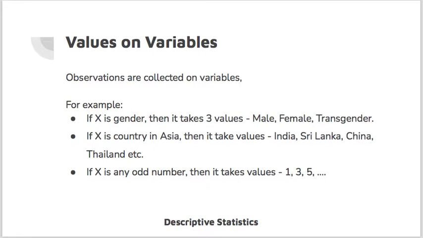So if you look through these examples, one aspect is that the number of values which a variable can take can be finite or not. As mentioned, the gender variable is finite, only 3. The country variable might be finite or not finite, according to what our research question demands. And in the case of odd numbers, it is not finite.